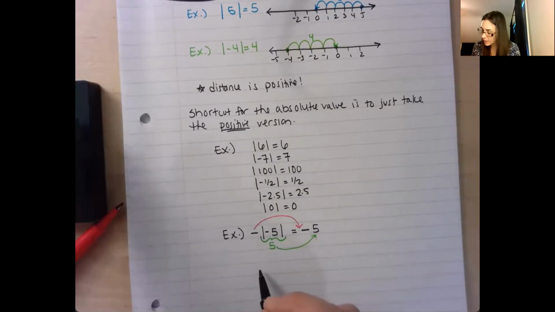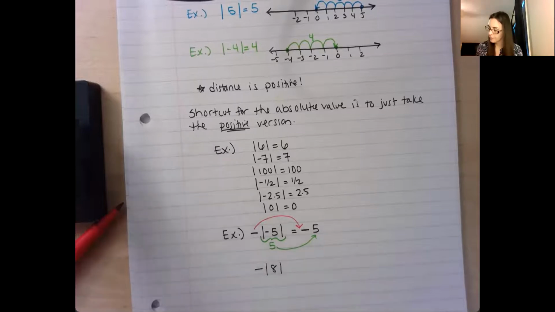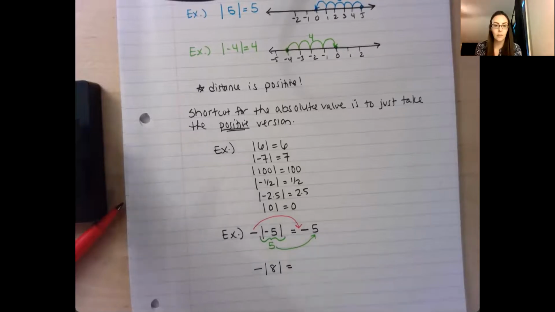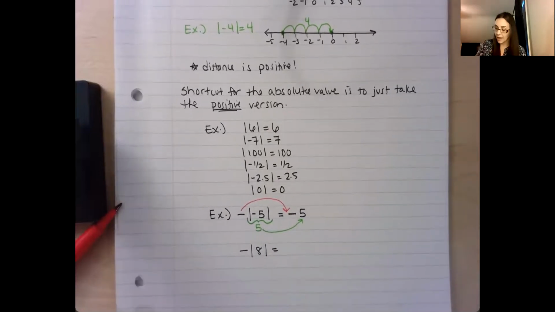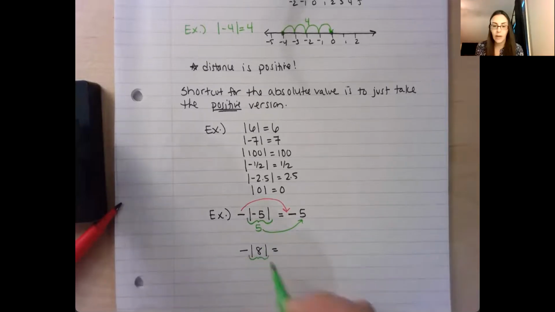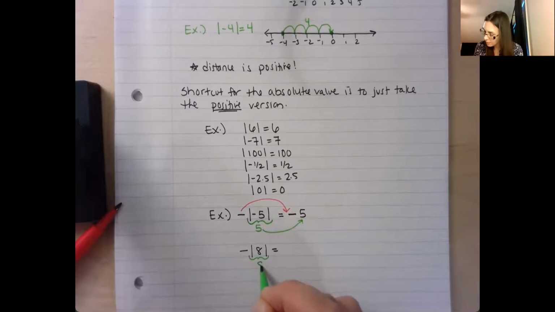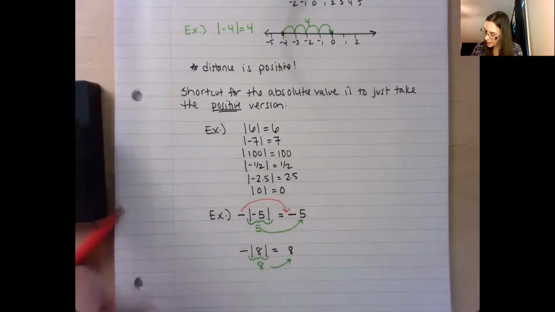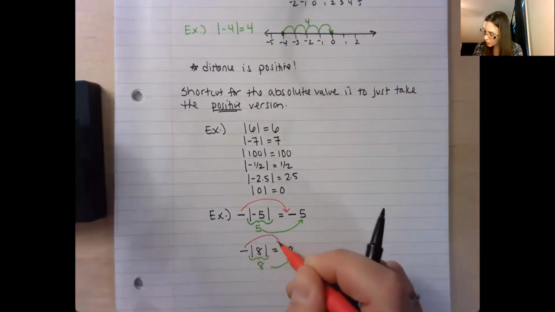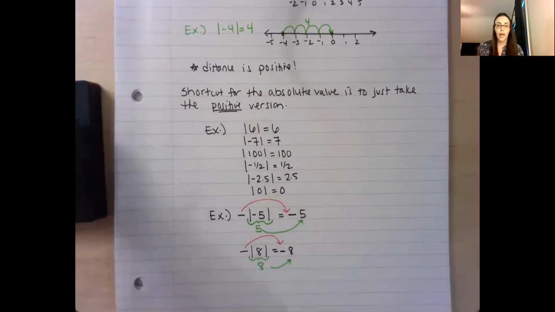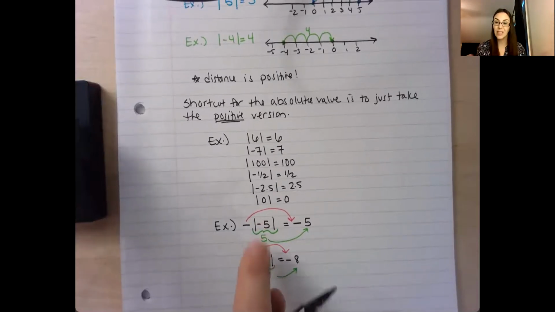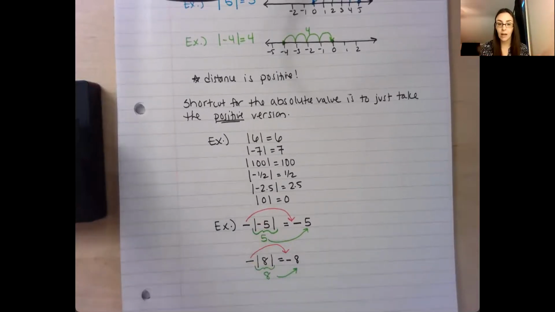Let's do one more like this. What about negative absolute value of 8? So again, that negative is on the outside. It's not on the inside. So I'm going to do the absolute value first. The absolute value of 8 stays 8. And then this negative is on the outside, so it's just going to tack along. So if you have these more complicated absolute value problems, you can still do it. You just want to take your time with it and simplify that first.